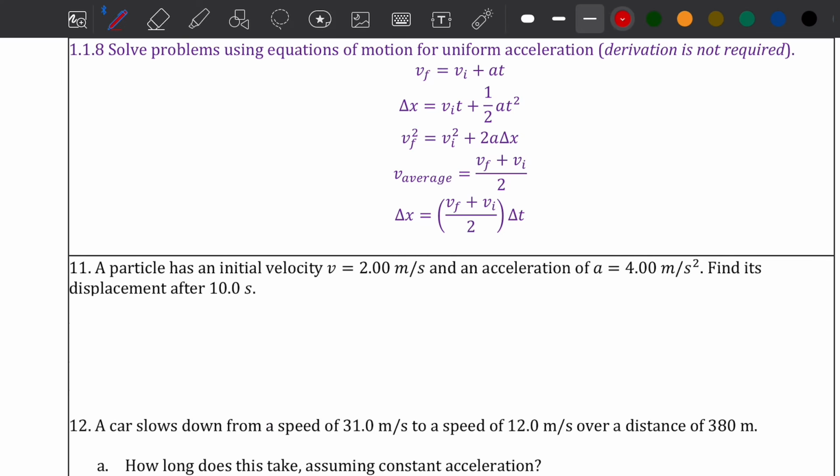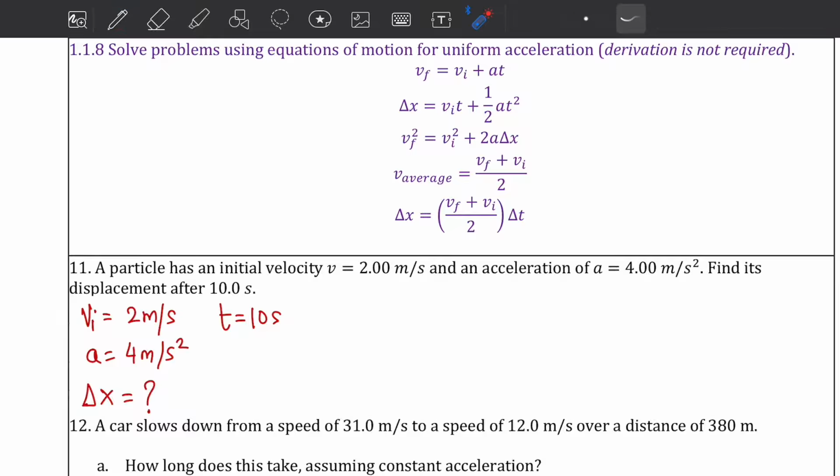For the first one, a particle has an initial velocity of 2 meter per second, acceleration of 4 meter per second square. Find its displacement after 10 seconds. So VI, initial velocity, is 2 meter per second. Acceleration is 4 meter per second square. We want to find the displacement, that is delta x, and the time is given as 10 seconds.